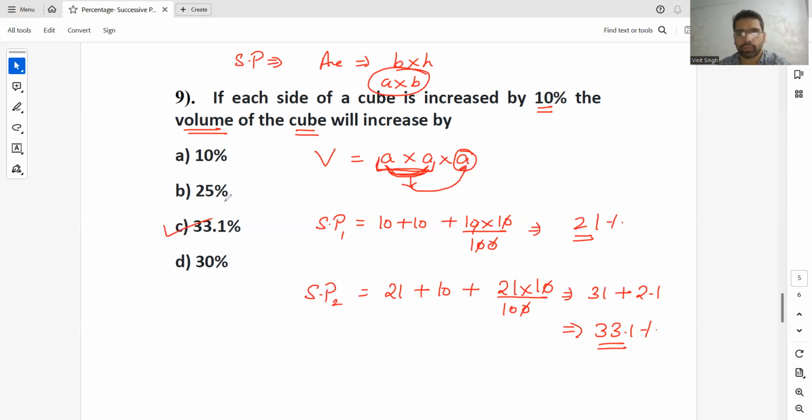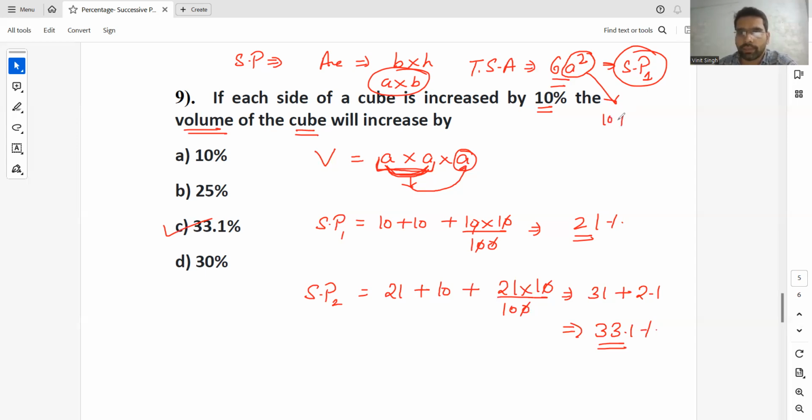Here, when it is asking for the surface area of a cube, the total surface area is in the form of 6a square. Now in this case, we will apply the successive percentage formula only one time, and they are asking how much percentage increment in the total surface area, which is equal to a square.